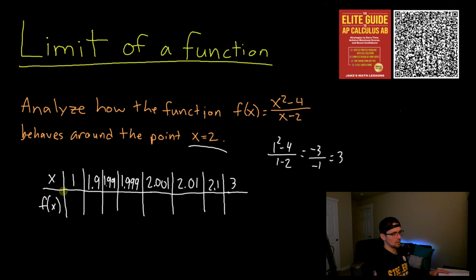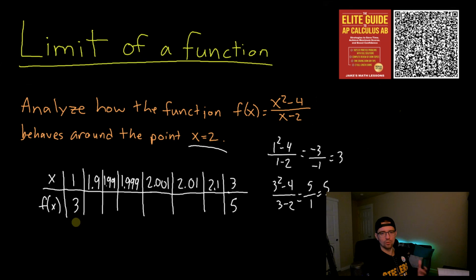And then, so that'll give us our f of x value of 3 here when x equals 1. Same idea, we can plug in when x equals 3. We'd get 3 squared minus 4 over 3 minus 2, which would give us 9 minus 4, which of course would just be 5, and then 3 minus 2 is 1, so that gives us 5. So we get 5 right here.